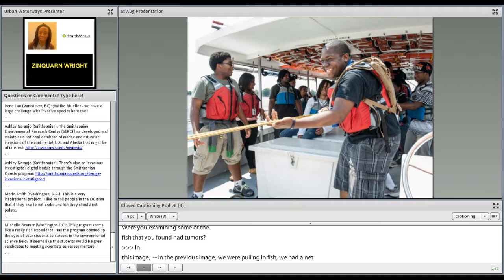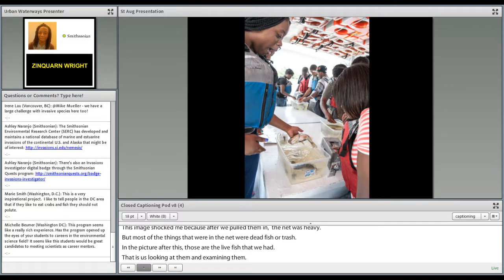Then in the picture after this, those are the live fish that we had, and that's just us looking at them and examining them. Some of the fish that we saw were way too small.